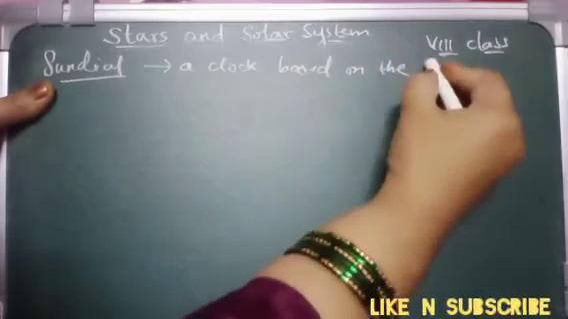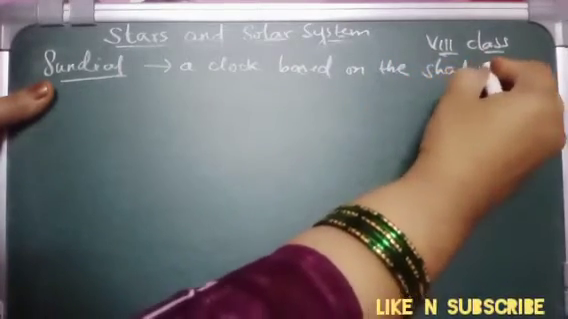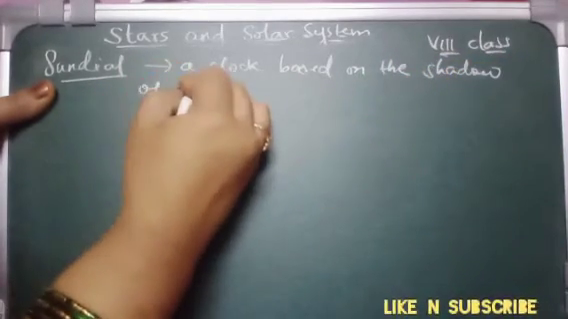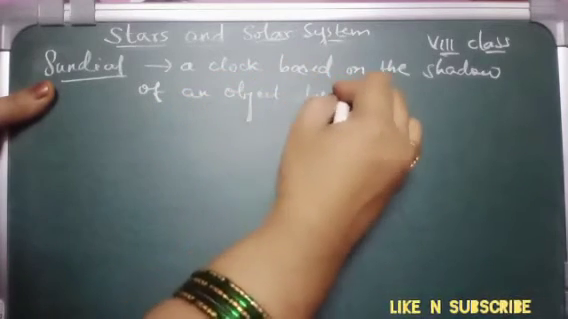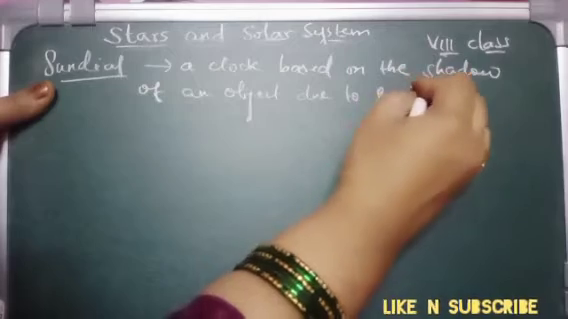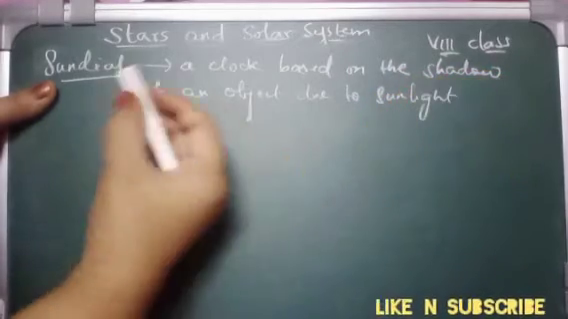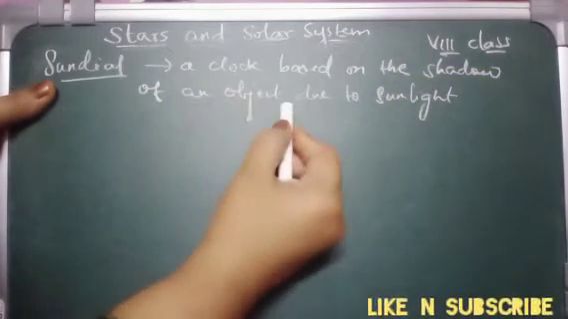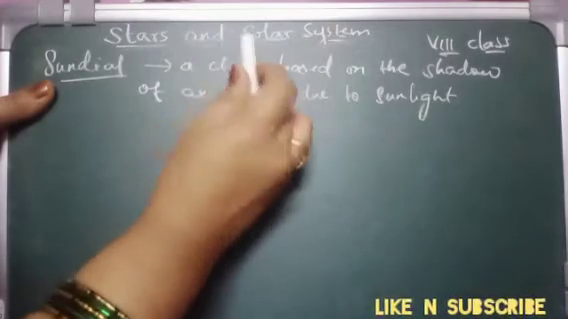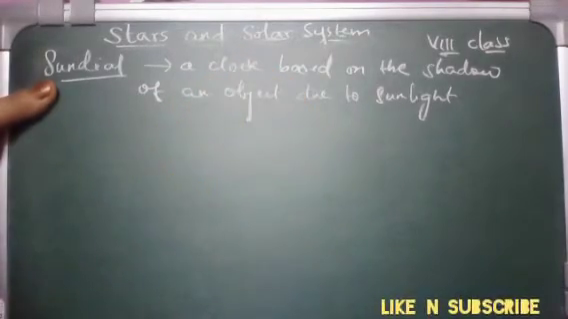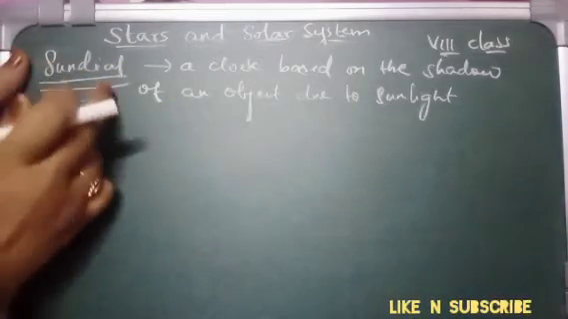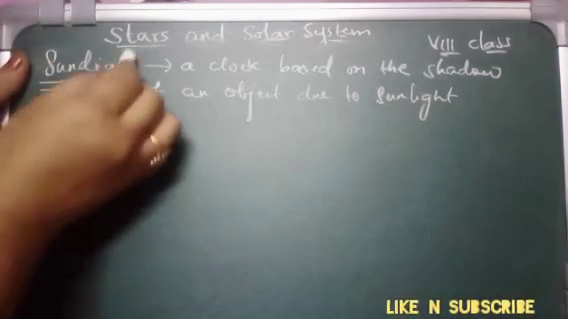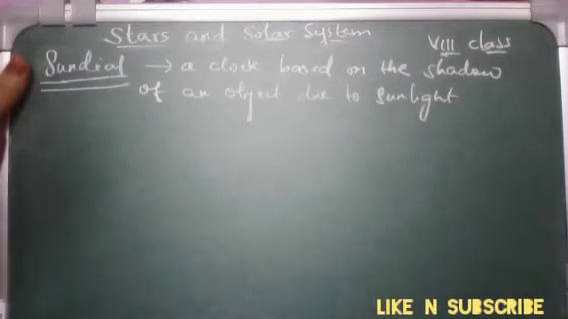It is a clock based on the shadow of an object due to sunlight. So due to sunlight, we find the changes in the shadow of an object, which can show the time. Okay, we can first mark the time, and with that we can come to know the time. So that is nothing but what is called a sundial.